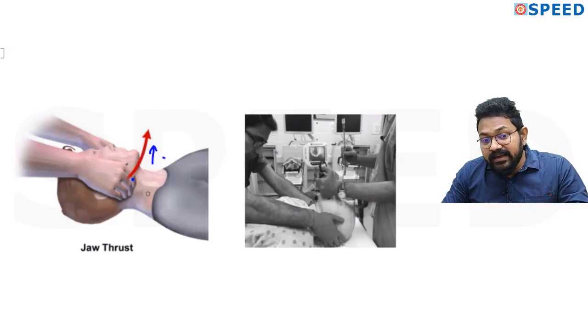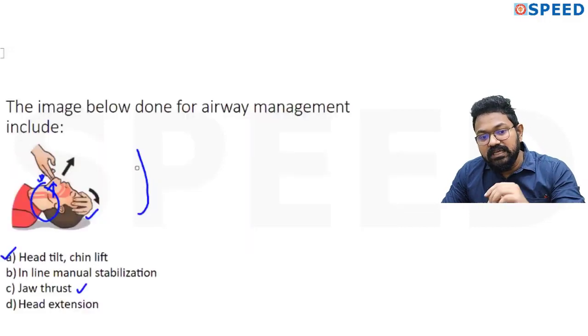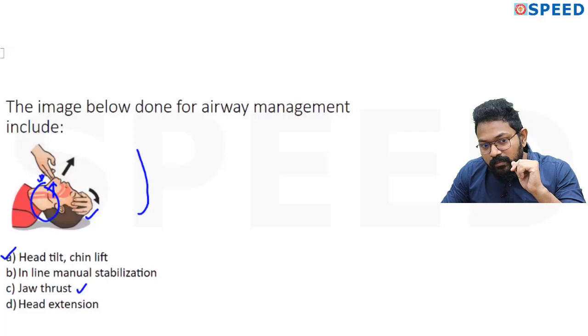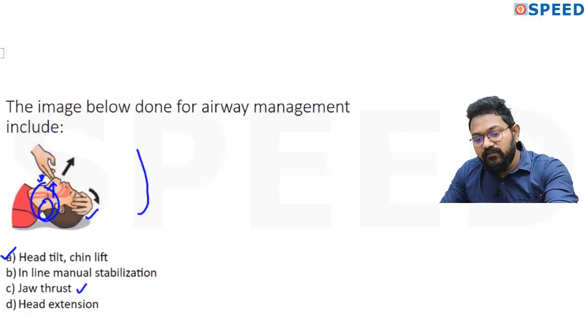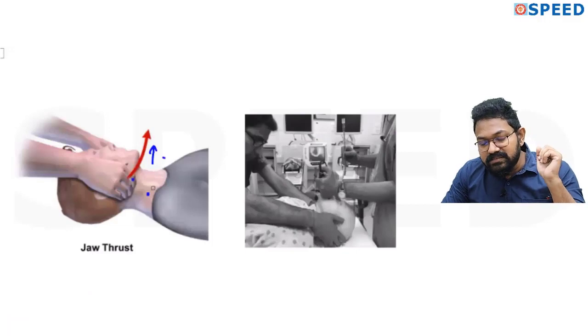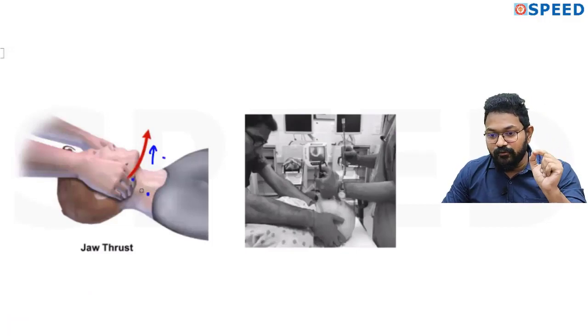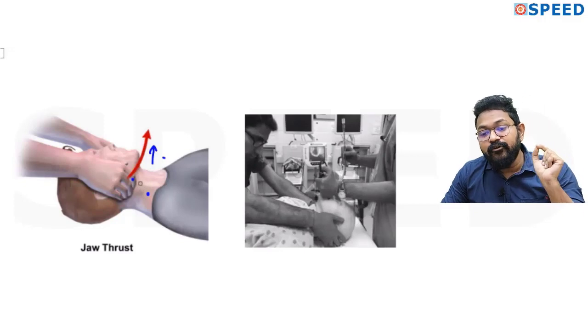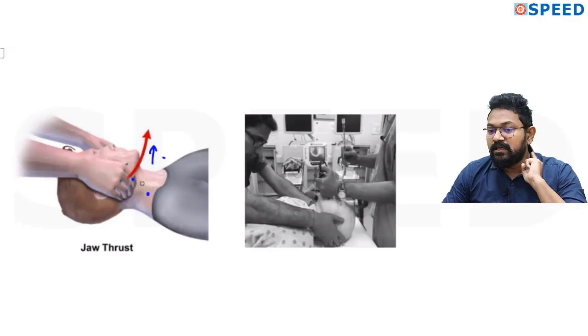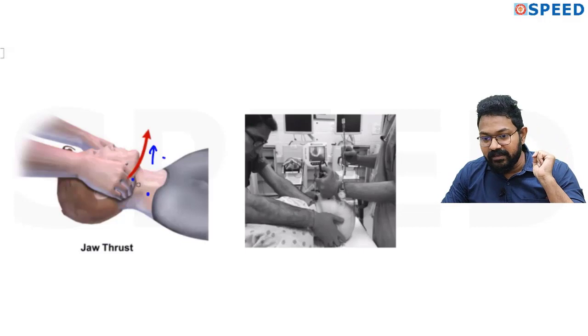But if you see here, the neck is more or less in a very neutral position. Yes or no? You see here in head tilt chin lift, you can see how much extension has happened at the level of the atlanto-occipital joint. If you see here, it is more or less in neutral position. So jaw thrust would be your go-to procedure for maintaining airway patency if you are suspecting the patient to have any kind of cervical instability or cervical injury.